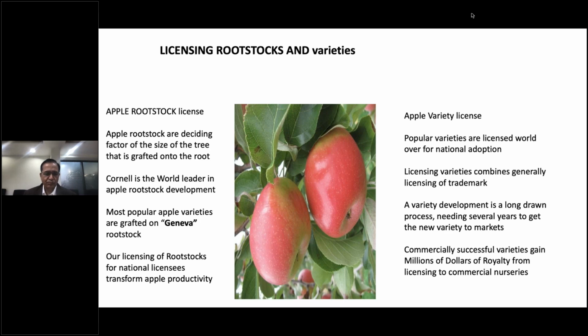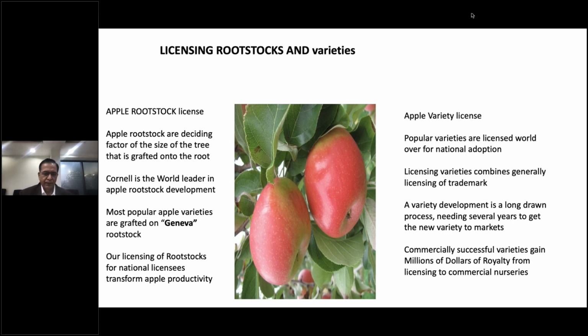So Geneva rootstocks are most popular in the world, along with a number of rootstocks that come from New Zealand and Washington, in fact, and also parts of, one or two countries in Europe. Rootstock licensing is quite ubiquitous. Today, millions of dollars of royalty flow comes from rootstock licensing. The way we look at rootstock licensing is that we would look at suitability of the rootstock in the region, and it takes about 2 to 3 years to validate performance of the rootstock in a local environment with different scions that may be responsive to that, and then they are transferred.